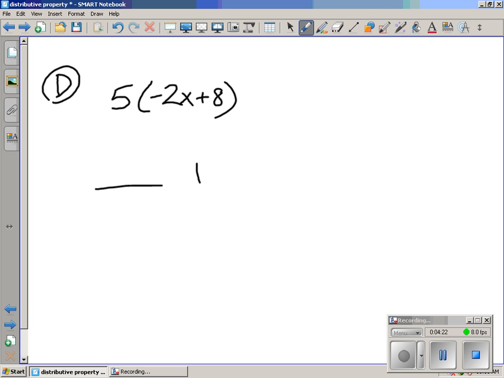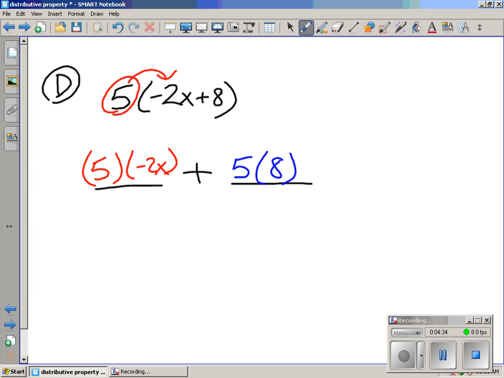Letter D. The 5 we distribute to the -2x. The 5 we also distribute to the 8. 5 times the -2x, we get -10x. And 5 times 8, we get 40.